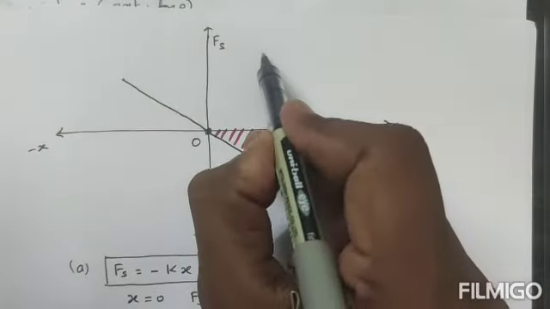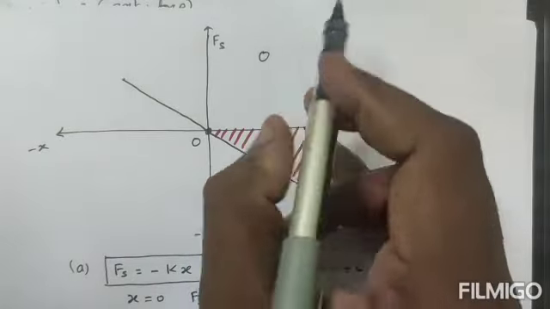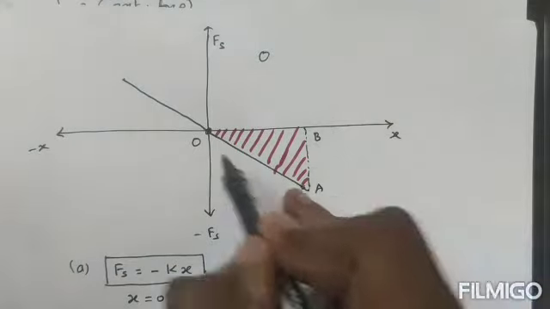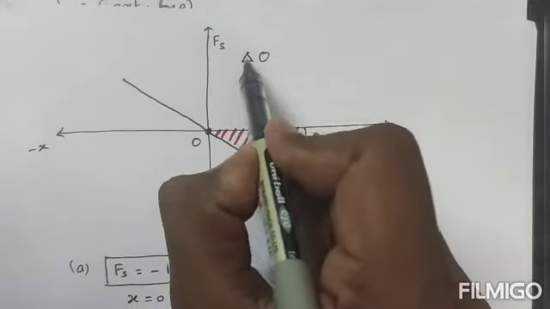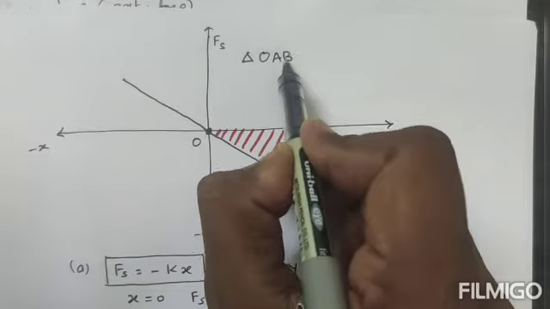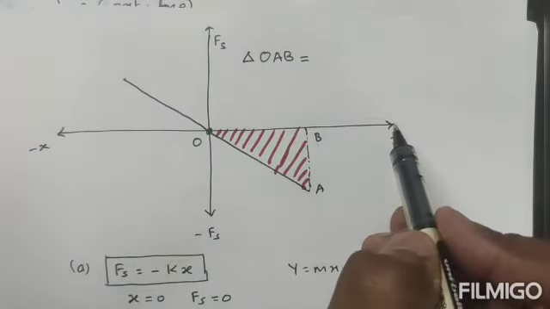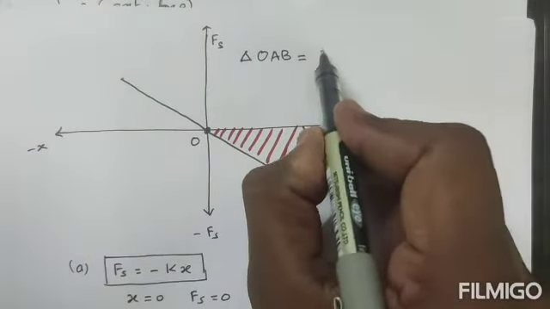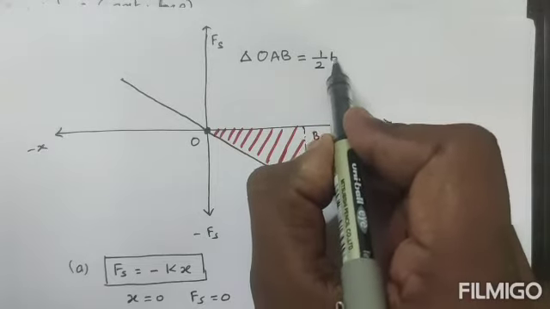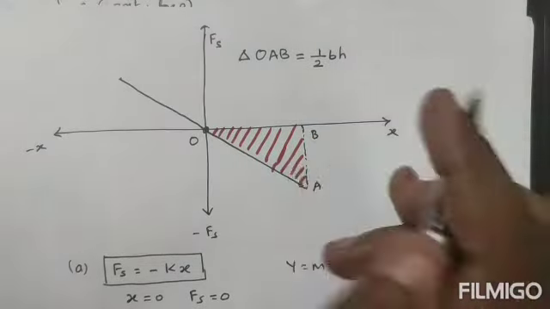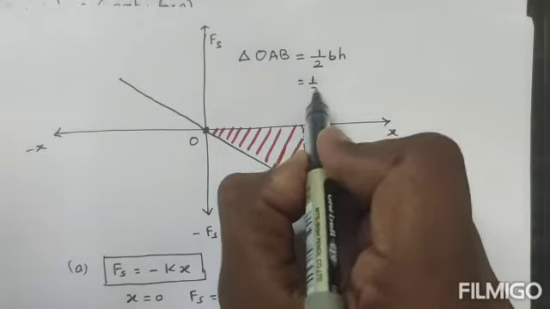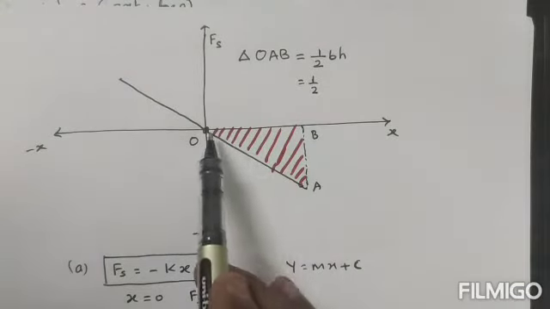So the area is the area of the triangle. Okay, so it's a triangle. What is the triangle? Triangle OAB. So this area we are going to calculate. For the area of the triangle, you know the basic formula: half B H. So half into B, where B is the base value. What is the base value?